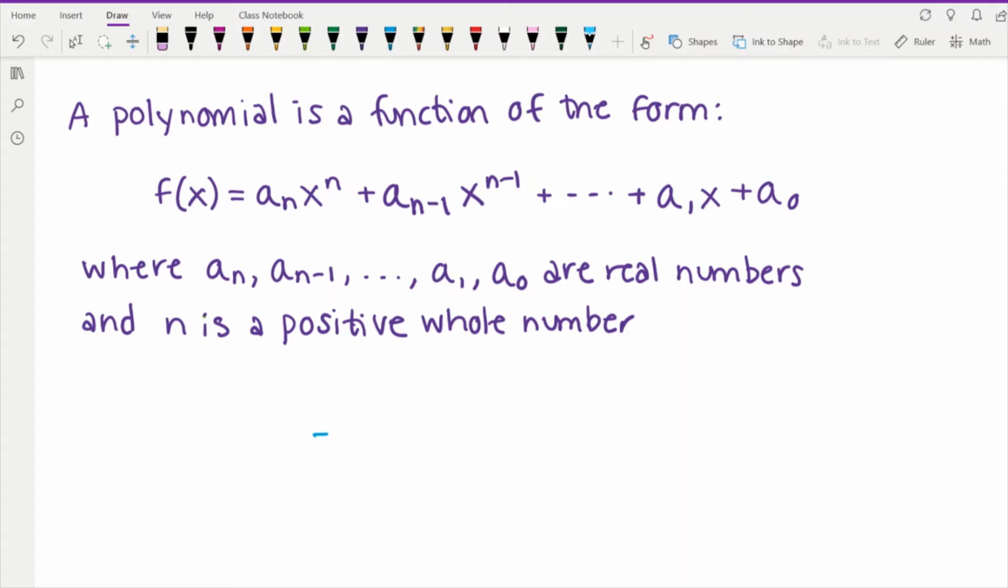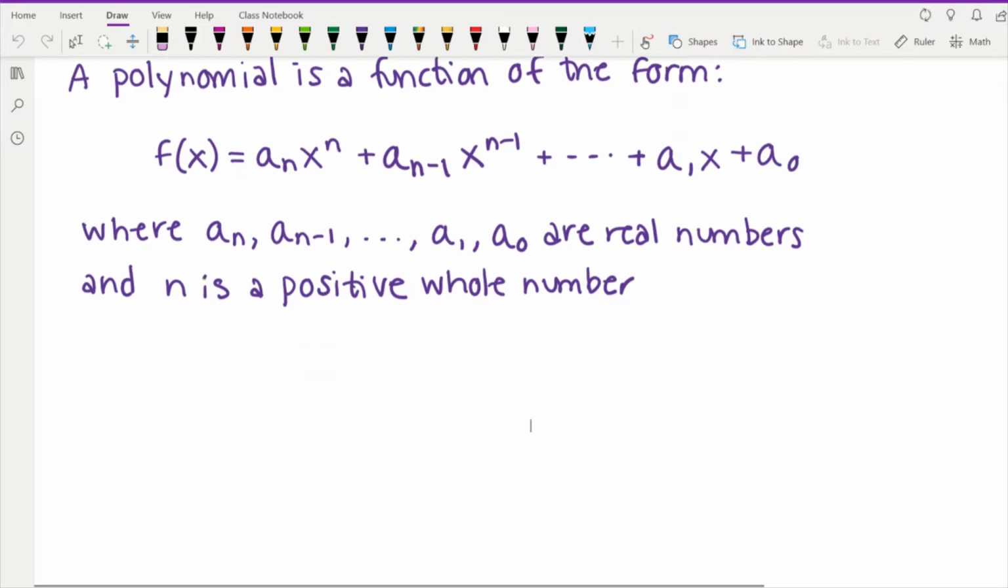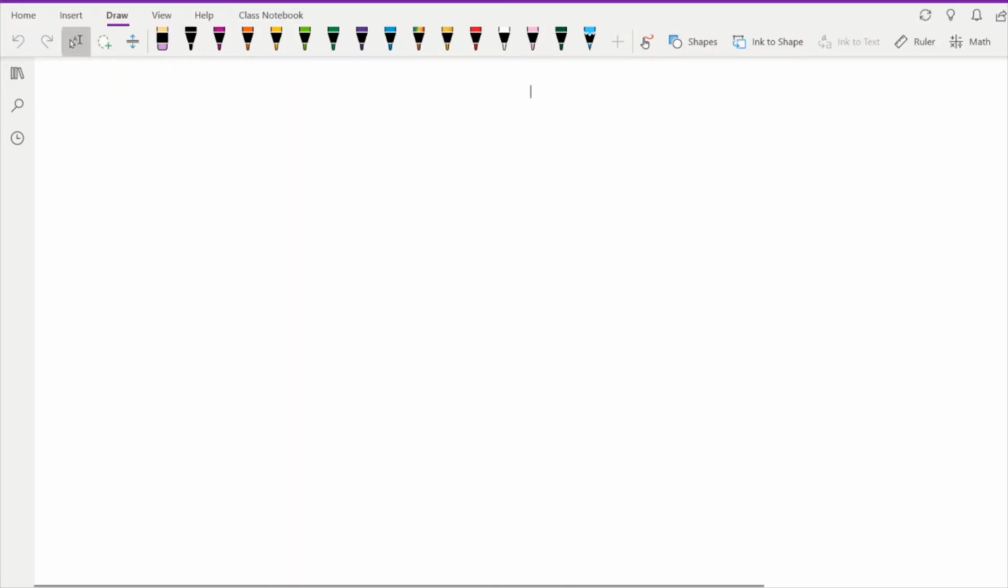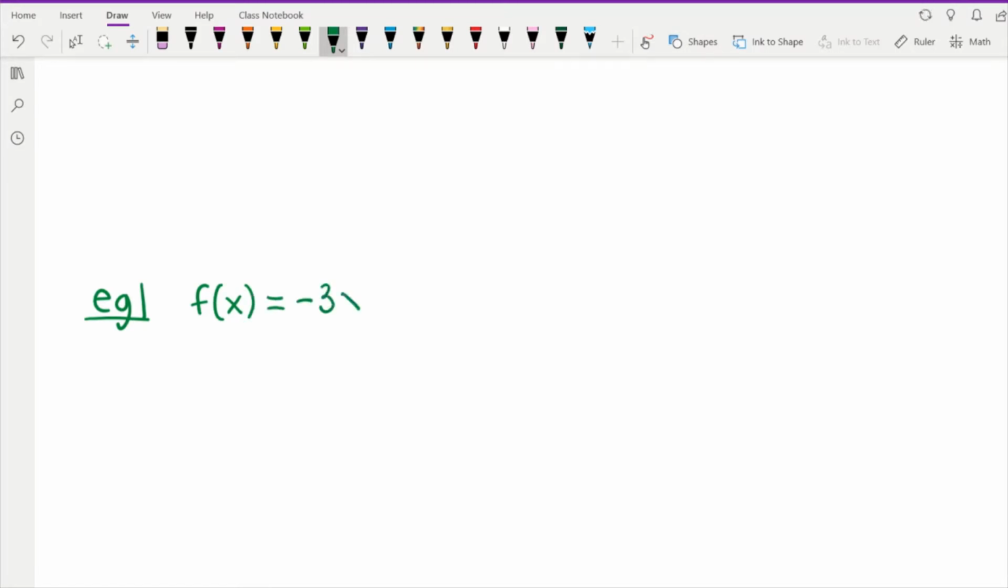Okay, so let's look at some examples of what a polynomial could look like. And then I'll come back. There's a little bit more I want to add here. So if you're taking notes, you might want to leave a little bit of space. I just think it's better to jump into a few examples before we get into the more technical details. So one example of a polynomial would be f of x is equal to negative 3x to the 4th plus 5x squared minus 2x plus 1.